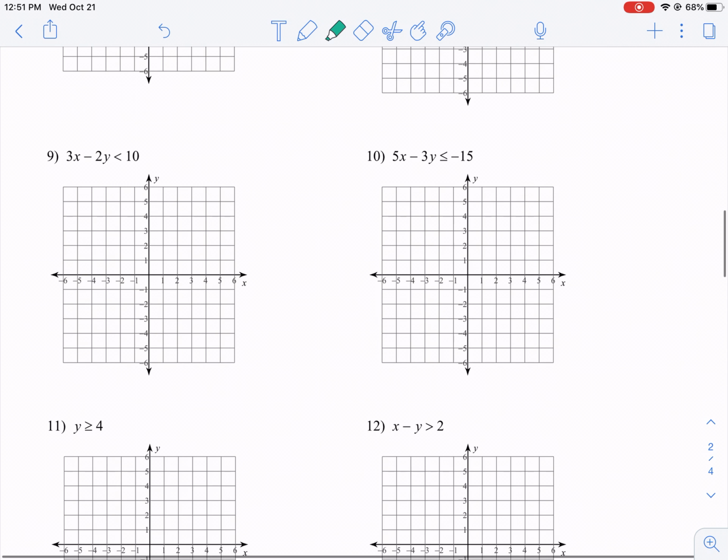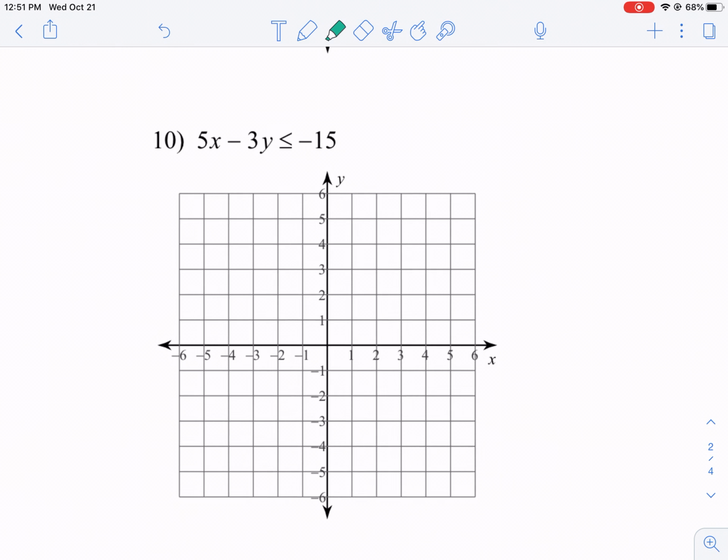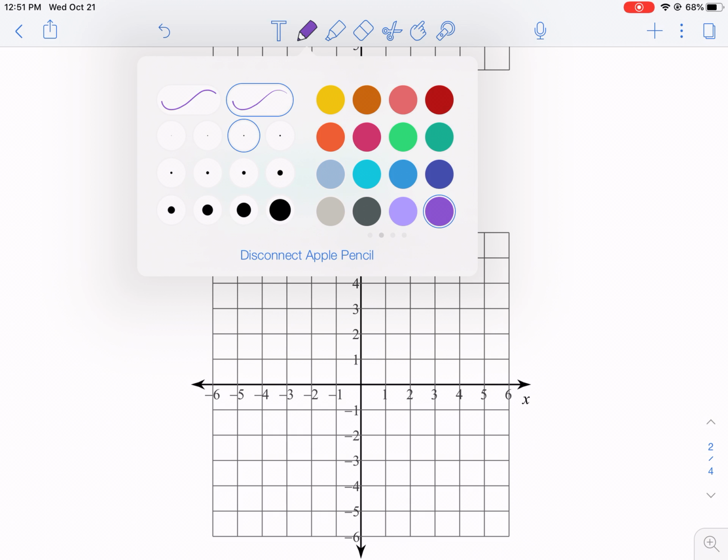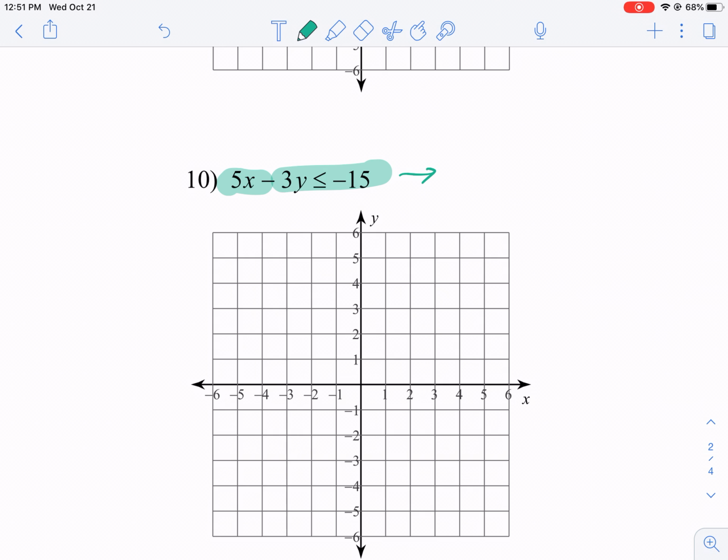Aha, here we go. Now, look here. Step 1 is not done for this one, so guess what we need to do? We need to solve first for y. So we're going to subtract 5x from both sides. We get negative 3y is less than or equal to negative 15 minus 5x.